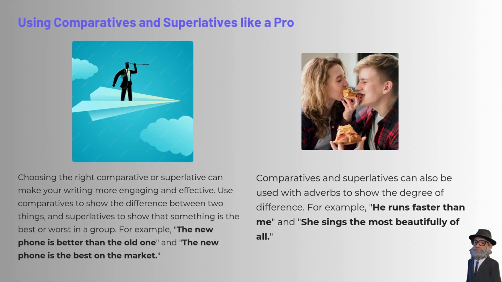Choosing the right comparative or superlative can make your writing more engaging and effective. Use comparatives to show the difference between two things, and superlatives to show that something is the best or worst in a group. For example, the new phone is better than the old one, and the new phone is the best on the market. Comparatives and superlatives can also be used with adverbs to show the degree of difference. For example, he runs faster than me, and she sings the most beautifully of all.